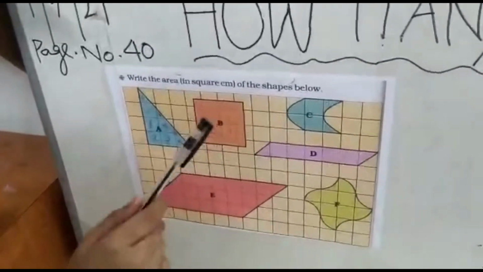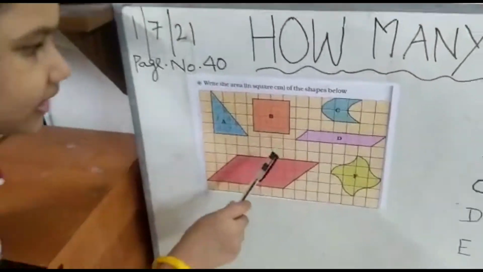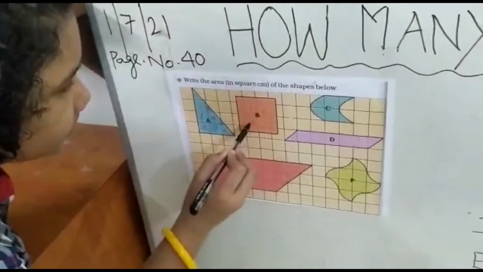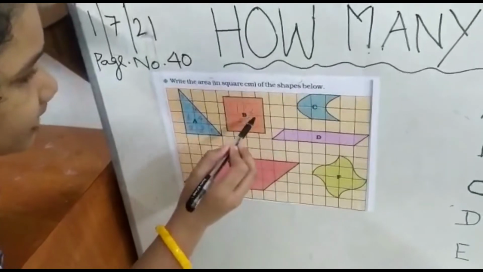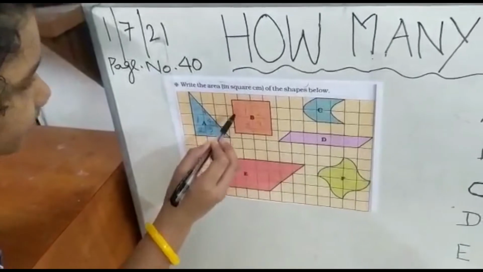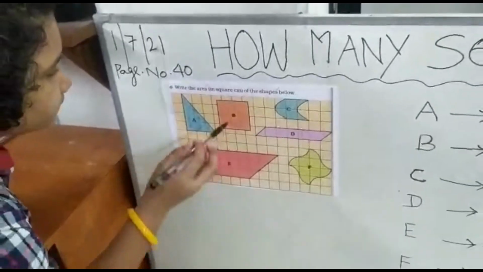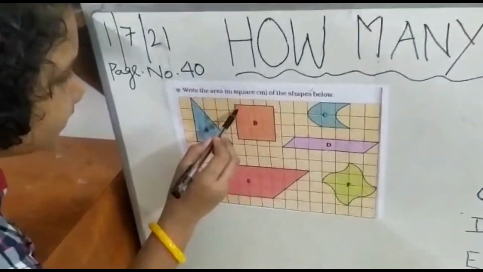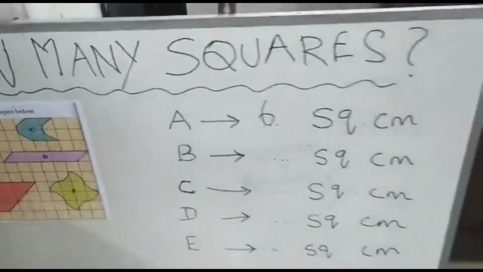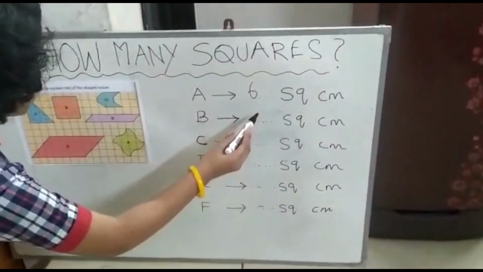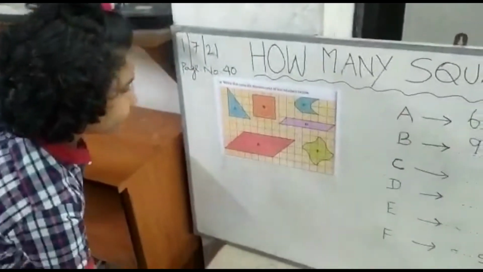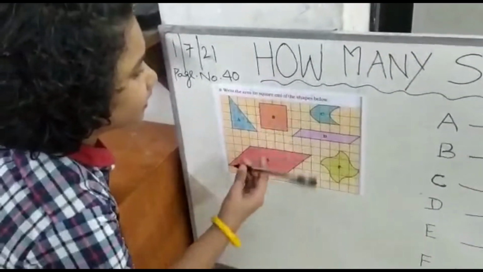Now B. Join the horizontal and vertical line. Count the full squares. 1, 2, 3, 4. Here is half of 5. Here is half of 6. Here is half of 7. Here is half of 8. Here is 4 quarters. So I will add 9. So B area is 9 square centimeter.